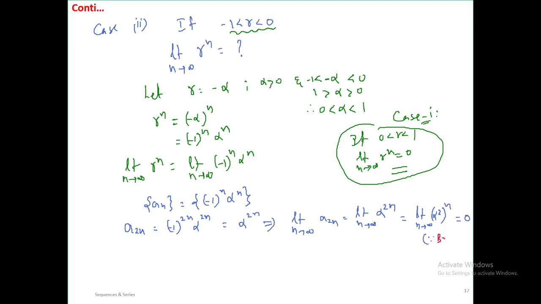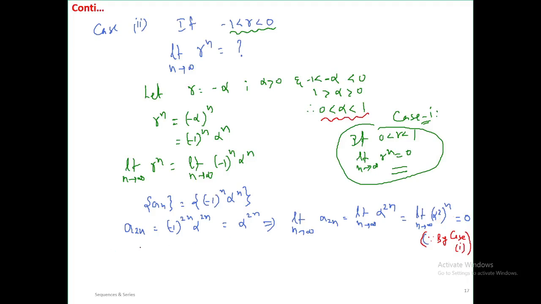By case 1, this will be 0, because if a number is from 0 to 1, then its power n will be 0. Simply, alpha is from 0 to 1, then alpha square is also from 0 to 1 only. So the first case is satisfied, the condition is satisfying. Therefore alpha square whole power n will be 0.